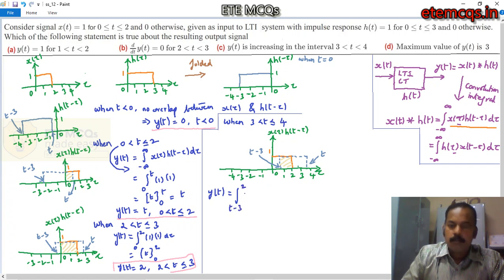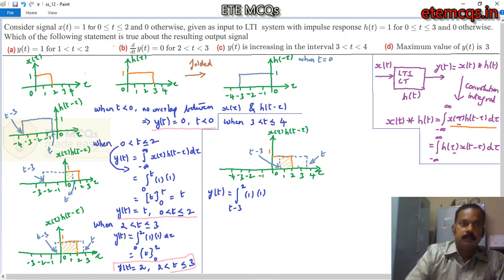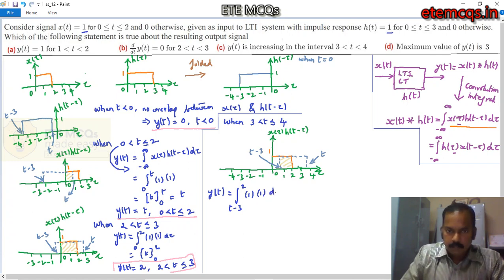T minus 3 to 2. What is x of tau? X of tau has an amplitude equal to 1 and h of t minus tau also has an amplitude equal to 1. That is given in the question. It is equal to 1 in both the cases and then you have d tau.